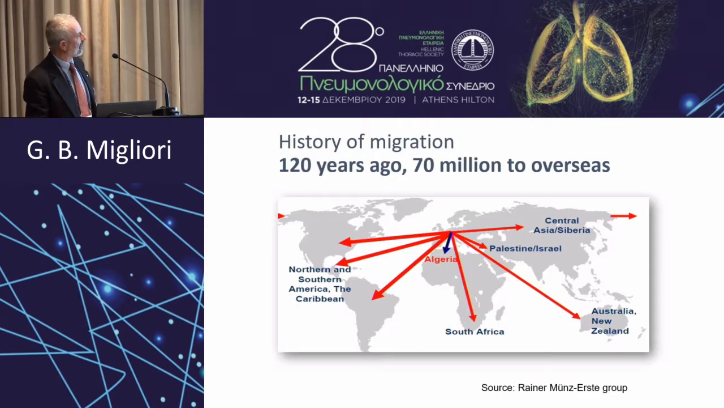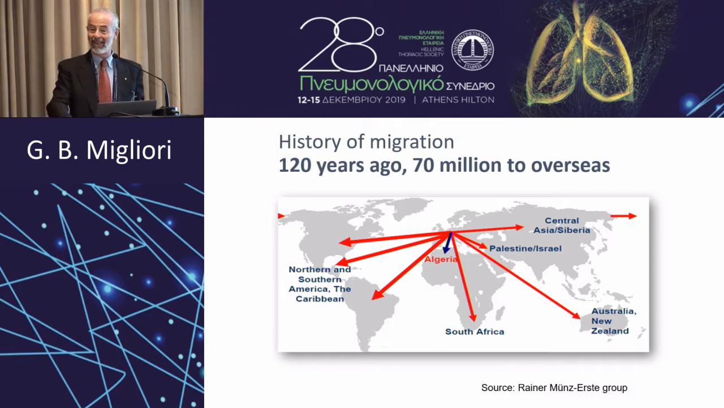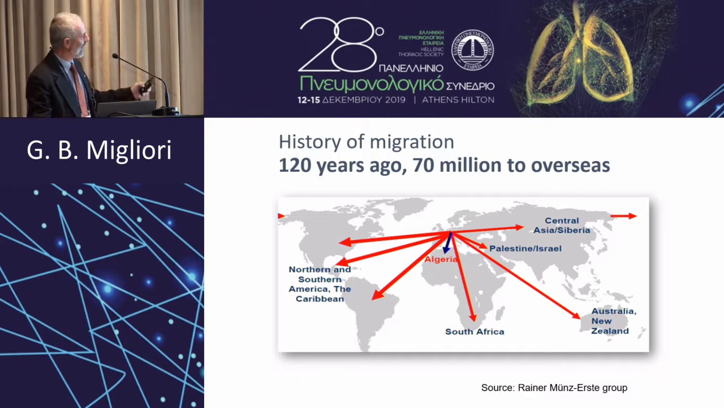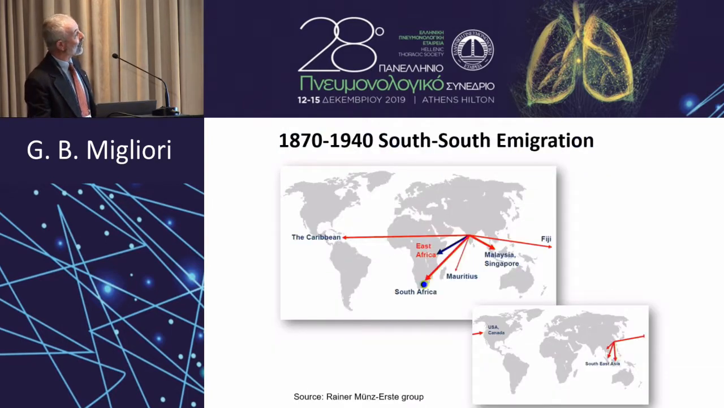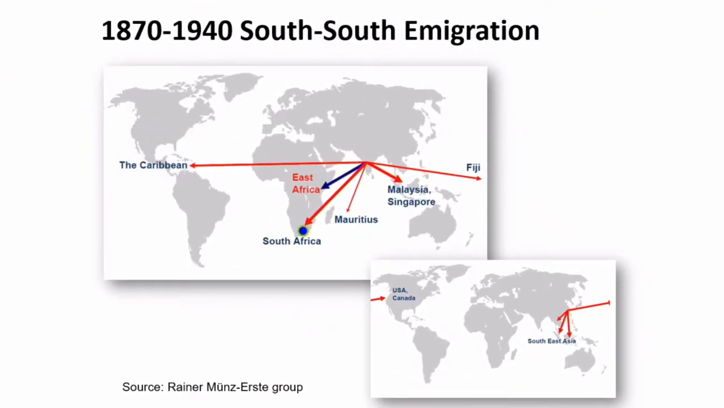A little bit of history. We can go quickly on this. This is the big migration 120 years ago, where our grandfathers made Brazil, made the United States, and made Australia, New Zealand, etc. And there were very many Greeks, very many Italians, very many Germans, etc. This is the migration that took place between 1870 and 1940, and was mainly a south-south migration from India to the Caribbean, to Africa, to South Africa, to Malaysia. And there was also the migration here in the East, in China, etc., which was important.